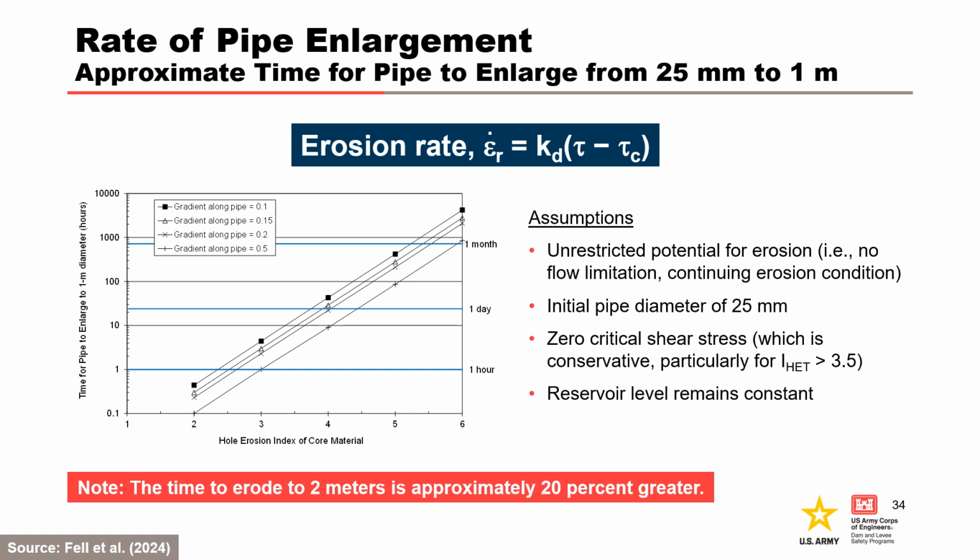Erosion resistance increases from left to right. The approximate time to erode to 2 meters is about 20% greater. Even in the most resistant of soils, enlargement occurs in only 100 to 500 hours, somewhere between 4 days to 3 weeks.